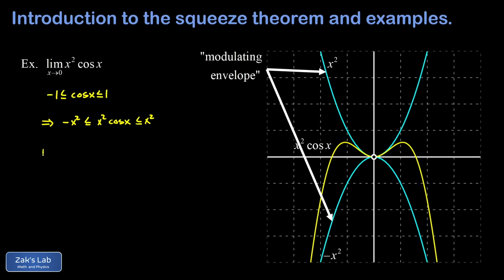So to write our little squeeze theorem proof, we say the limit as x goes to 0 of negative x squared is equal to 0, and the limit as x goes to 0 of positive x squared is equal to 0. And because those are lower and upper bounds for our function of interest, the limit as x goes to 0 of x squared cosine x is equal to 0 as well.